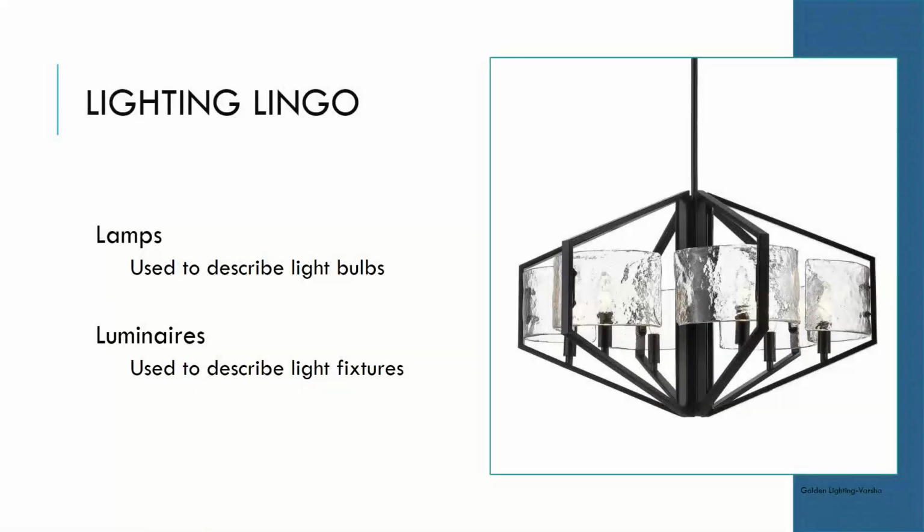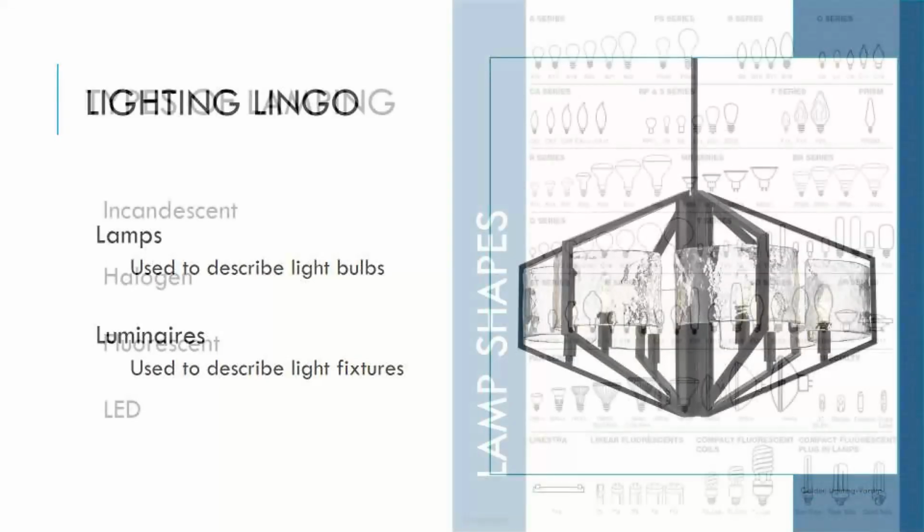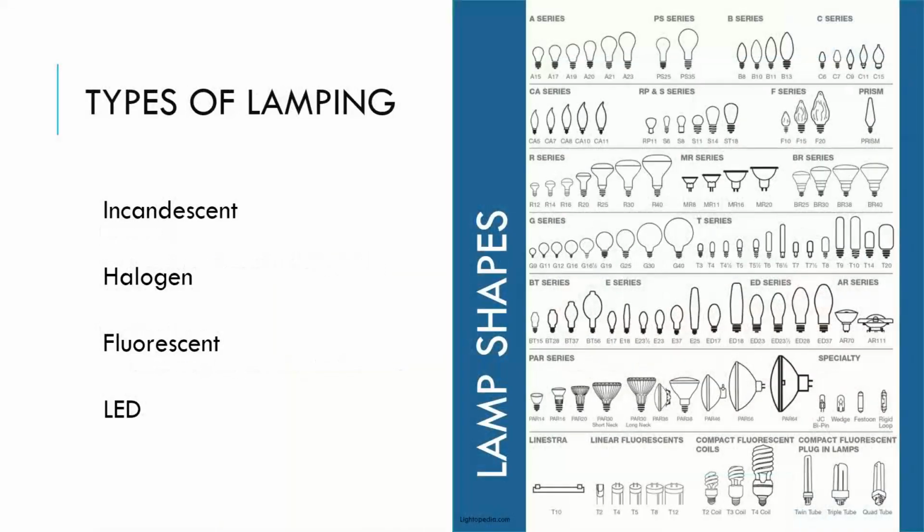We're going to start with the really basic stuff here, the terminology, which again we'll cover throughout the entire presentation. But we're going to start with lamps, used to describe what many people would call light bulbs. And often else in the industry as well, luminaires are used to describe light fixtures. And continuing on with some of that terminology, Nick's going to cover the types of lamping.